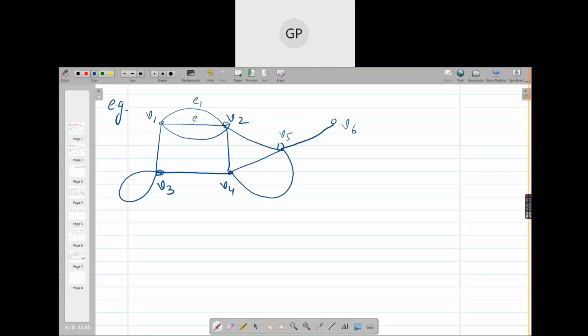Then these are the parallel edges E1, E2, E3, E4. This is E7. Sorry, this is E6. This is E4. This is E5. This is E10. This is E8, E9, E11. So this is G.